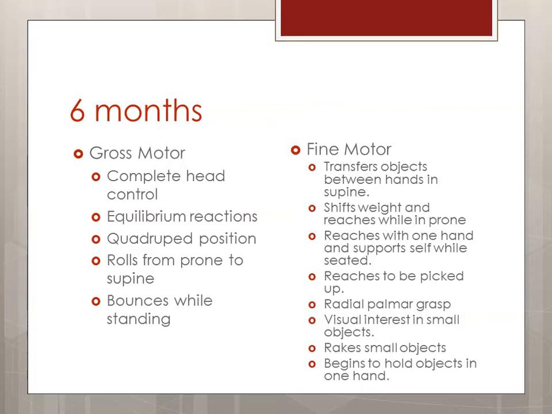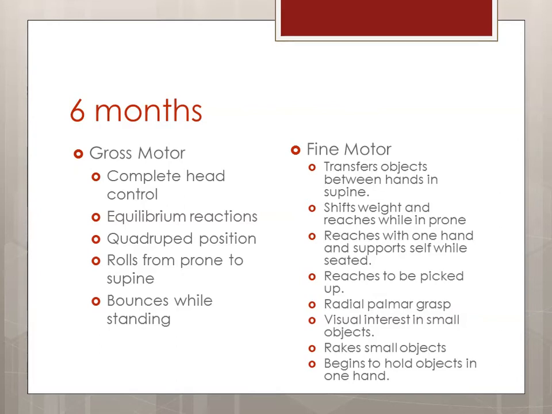For fine motor skills, they can transfer objects between their hands in supine position, so when they're laying down. They'll be able to shift weight and reach while in the prone position. They can reach with one hand and support themselves while seated. They reach to be picked up. So this is when you see a little one who wants mom or dad or somebody else to pick them up. They put both arms up in the air. So that's that developmental milestone.